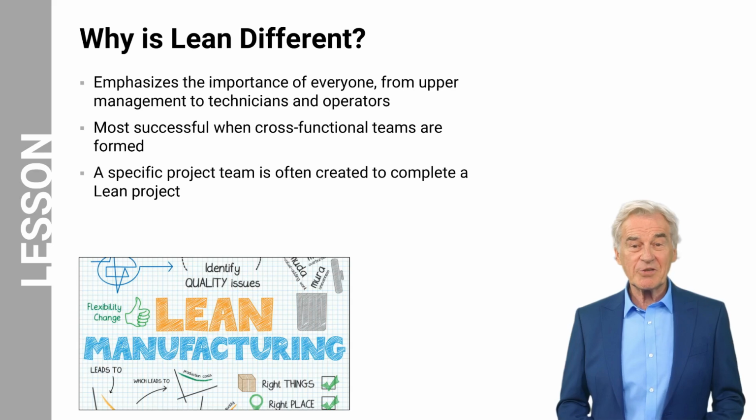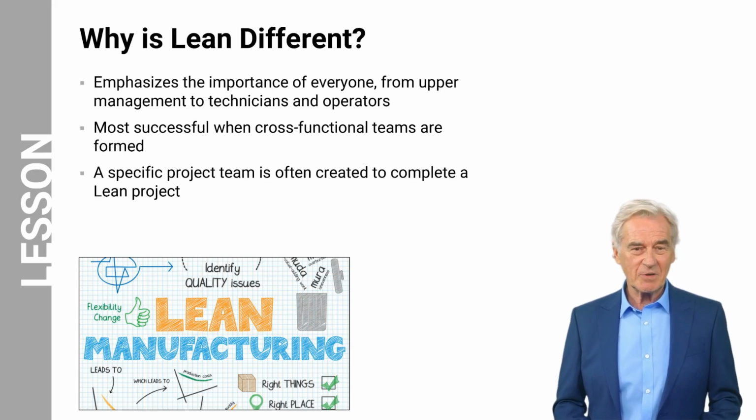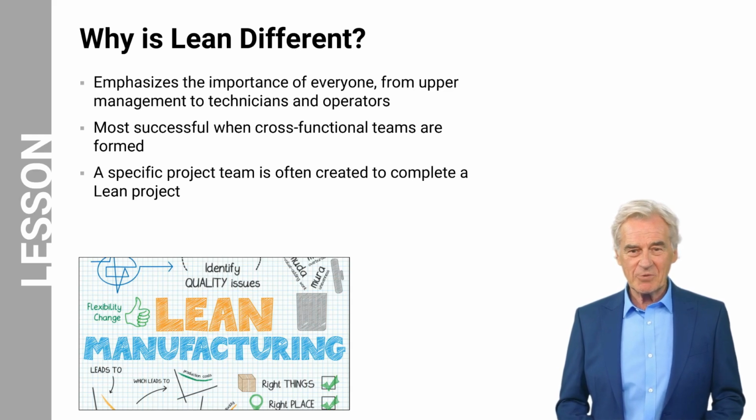Before any lean tools and techniques can be used, the basics of lean must first be understood. One reason lean has been so successful in manufacturing is the consideration given to all levels, departments, and individuals within the company. Lean emphasizes the importance of everyone from upper-level management to technicians and operators on the production floor. For this reason, lean is most successful when cross-functional teams are created. Often, a specific project team is formed to complete a lean project.